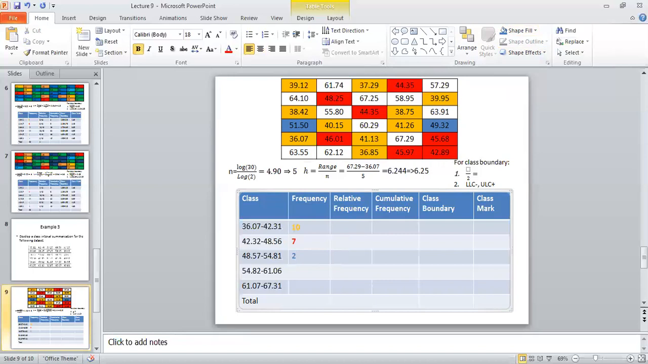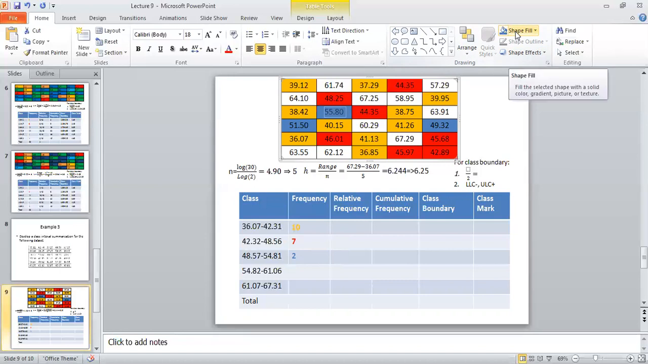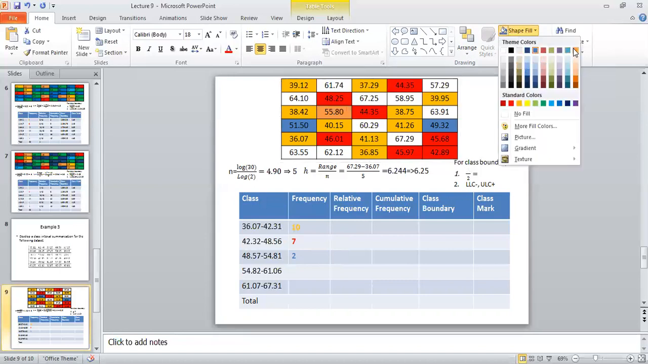Like 54 to 61. Actually the values are 54.82 to 61.06. So 54 to 61, yes. So we have got 55.80. Sorry, we need to mark it with a different color because it's a different class. So I'm changing its color. Let's take this orange one.